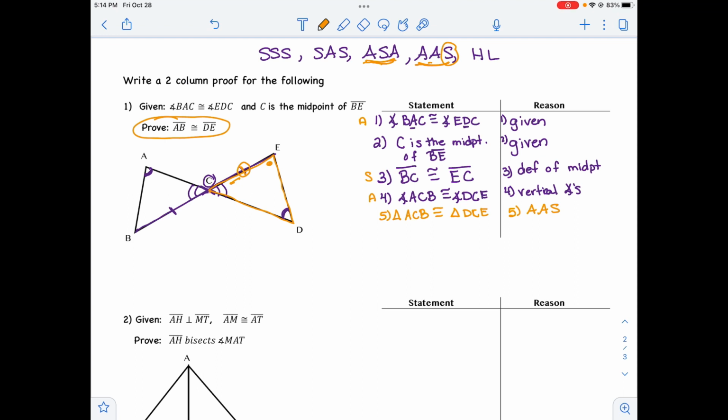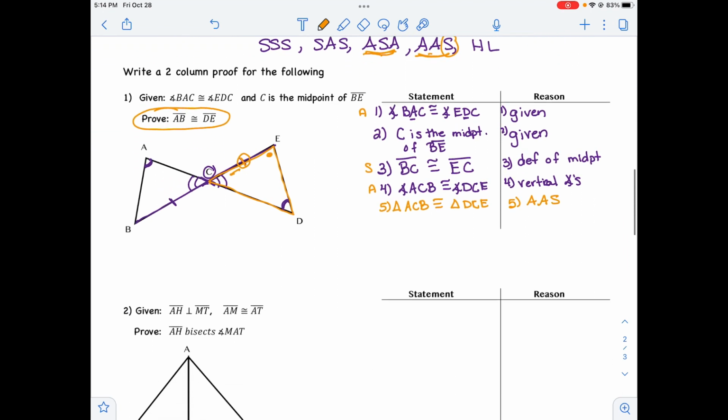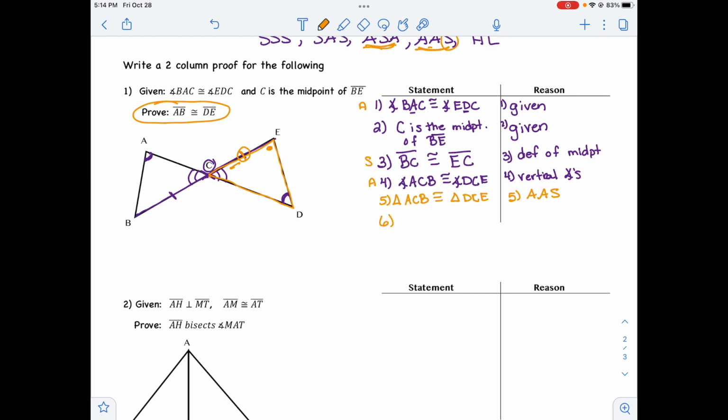So previously we talked about if we had to go one more step and prove an angle or a segment, our end would be CPCTC. So our last piece would be segment AB, so AB here is congruent to DE here. So we're talking here and here are congruent. And they're congruent because of CPCTC. Once we know our triangles are congruent, then we know our parts are also congruent.